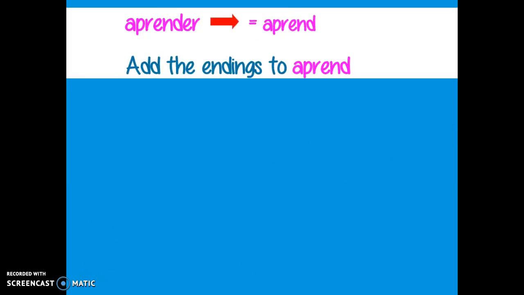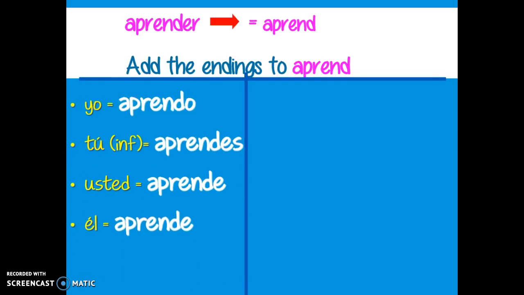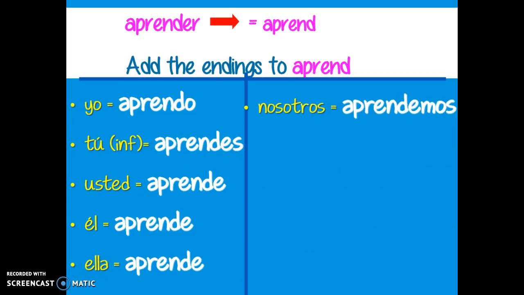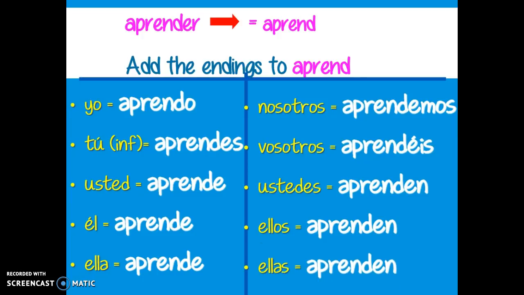Let's practice this a little bit to make it more clear. So, we have the verb aprender, which is to learn. We take off the ending, which is the ER, and then we have aprend. So we're going to add the correct endings to aprend. Yo aprendo, tú aprendes, usted, él, and ella aprende. Nosotros aprendemos, vosotros aprendéis, ustedes aprenden, ellos and ellas aprenden.